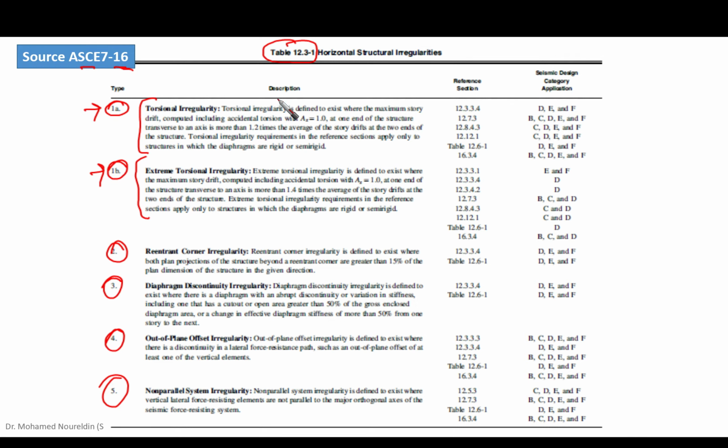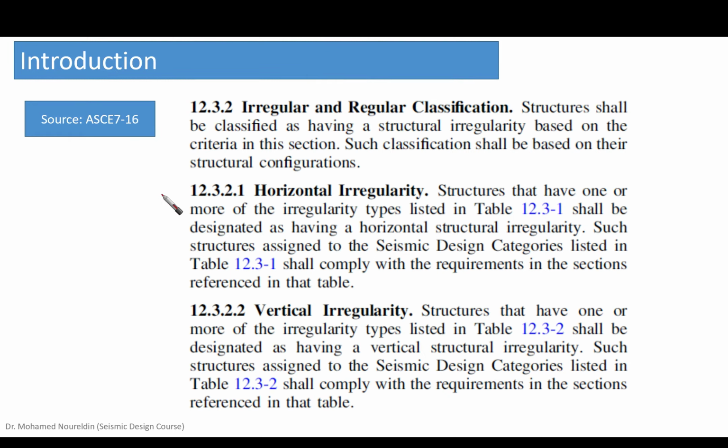You are going to find the description of the irregularity itself in one column, and in the second column there is a reference section that is describing the details of this description in the narrative or the text of the code itself. And here is the seismic design category application, which means what type of seismic design category it applies to. Now this is for the first subsection, which is dealing with the horizontal irregularity.